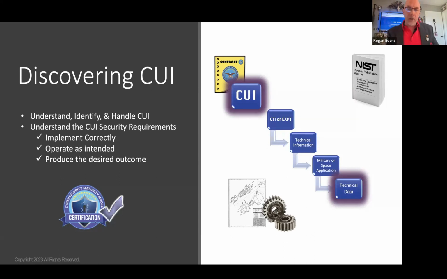That follows us through anything that's designated or identified as CUI, any information that is qualified as CUI. Okay, that means controlled technical information, export controlled information, any technical information that is CTI or export controlled, that has a military and space application, and that it includes the technical data at the most basic level. And I will show you, and we're going to tear this apart piece by piece.